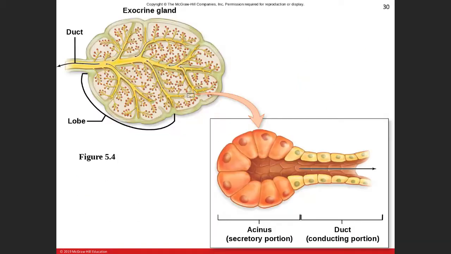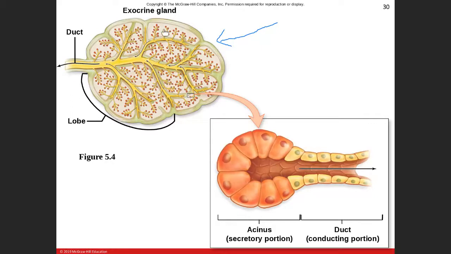I'll show you a way better picture. Here's a way better picture, all right? So here's your exocrine gland right here, and this green part is that fibrous capsule. But you can notice that parts of the fibrous capsule have invaginated or pushed its way in. All right, and it makes these small little compartments here, or these sections. Okay, and those are called the lobes.